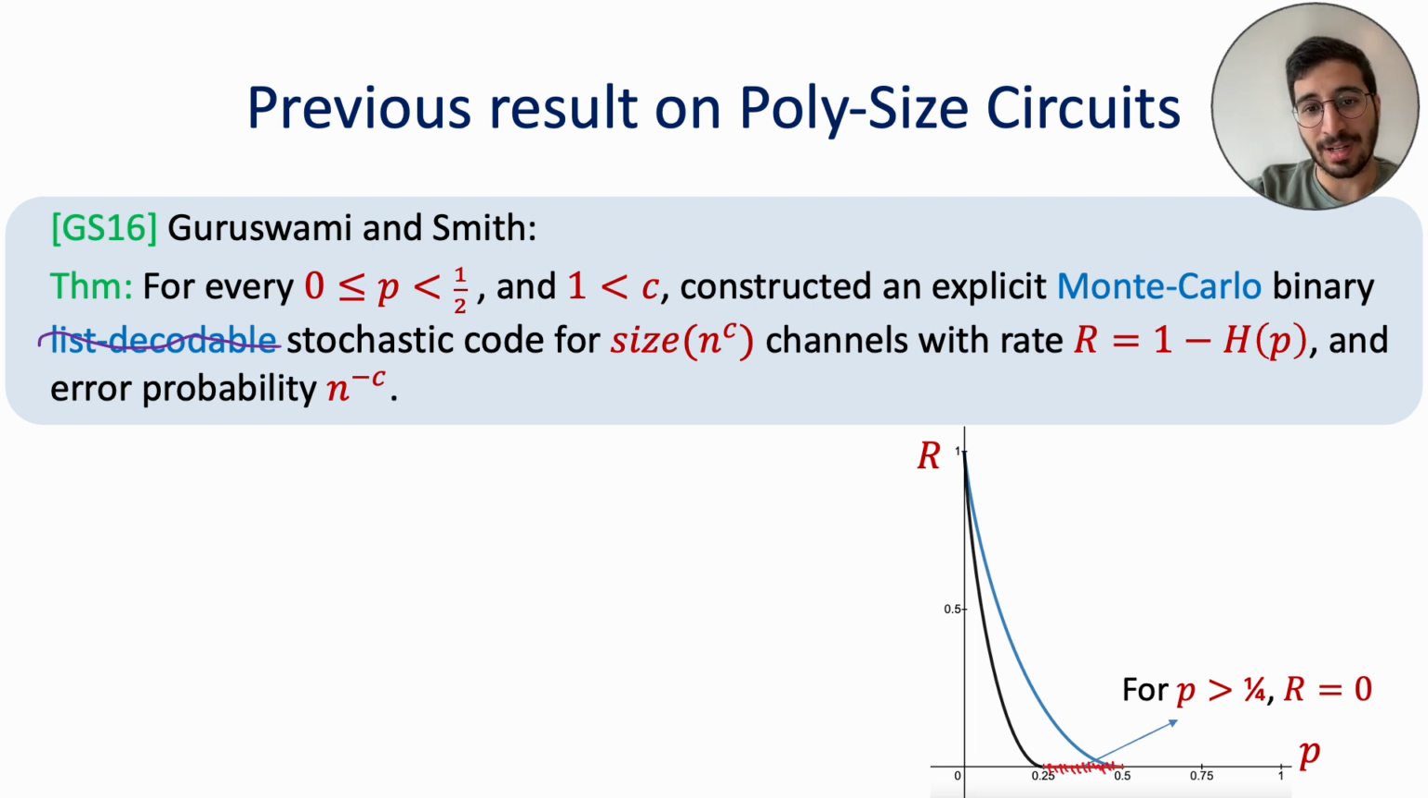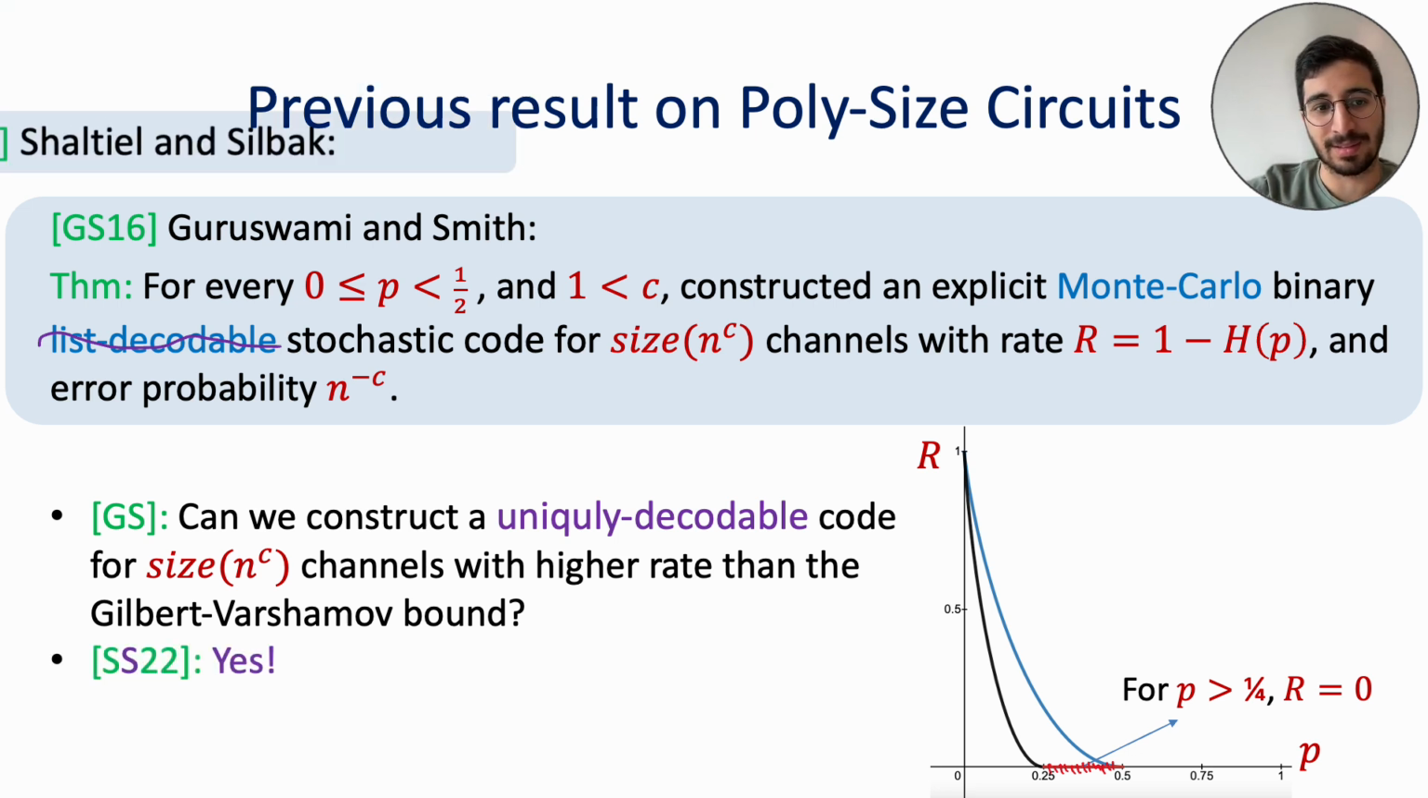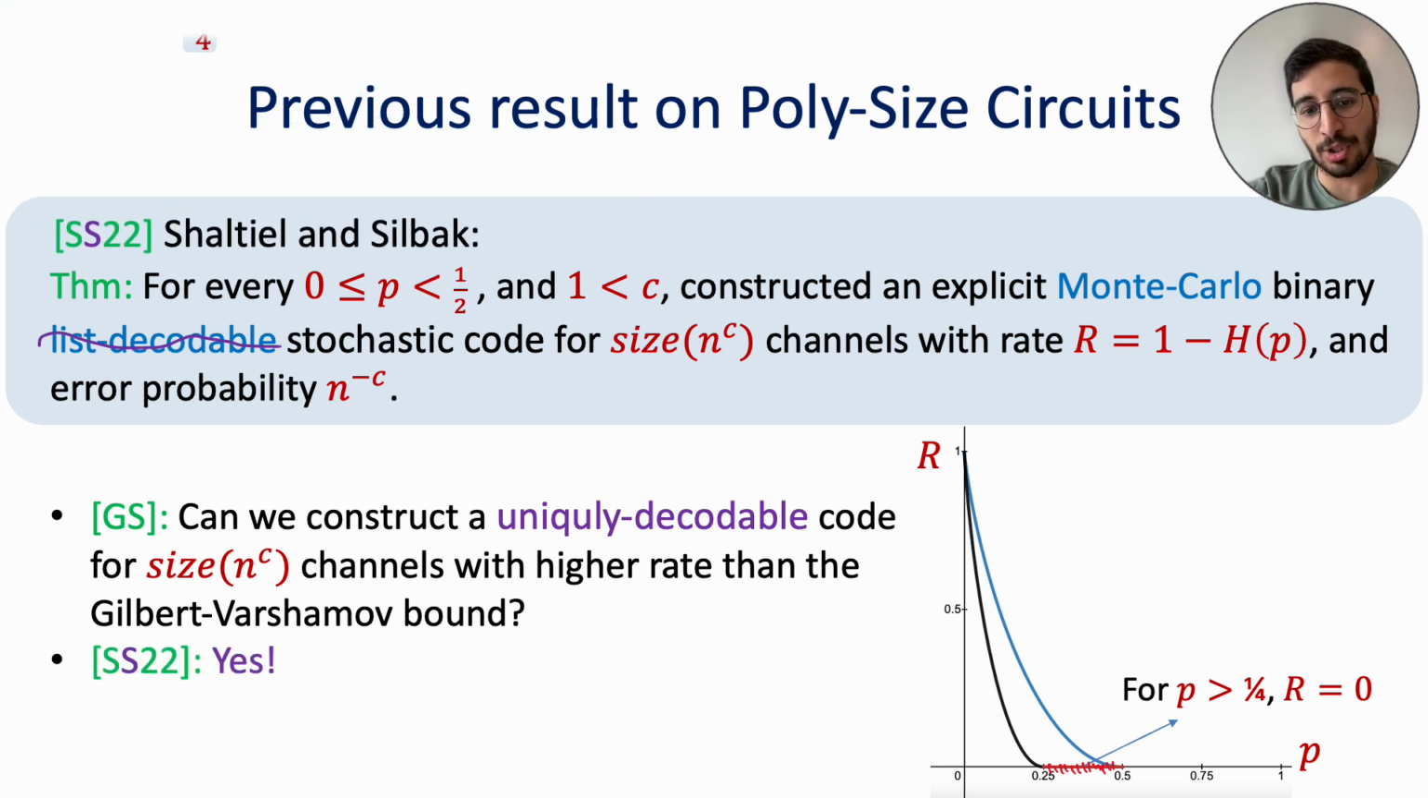And now a natural question is, what about the rest of the parameters of p? Can we say something non-trivial or interesting when p is less than 1/4? So this is the question of Guruswami and Smith: can we construct uniquely decodable codes for size n circuits that actually bypass the Gilbert-Varshamov bound? And by this I mean the dark line here. And the answer was yes. This is a result from last year, and we showed that it is possible to bypass the Gilbert-Varshamov bound.